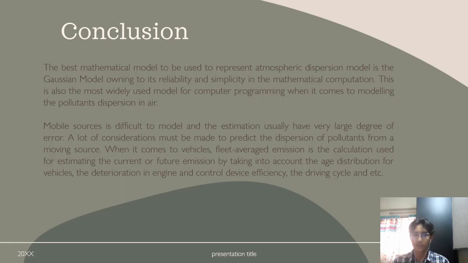A lot of considerations must be made to predict the dispersion of pollutants from a moving source. When it comes to vehicles, fleet average emission is the calculation used for estimating the current or future emission by taking into account the age distribution of vehicles, the deterioration in engine and control efficiency, the driving cycle, and so on, as stated previously.